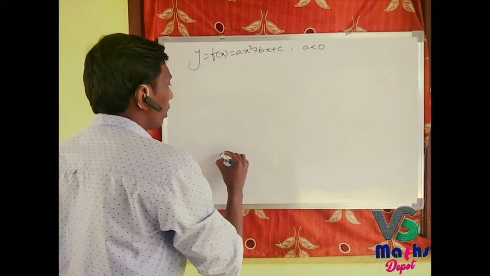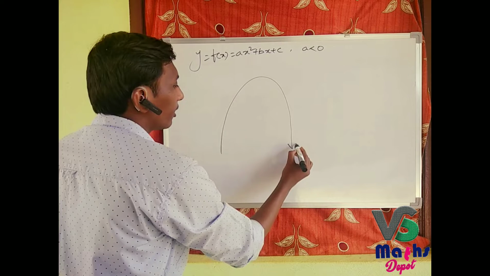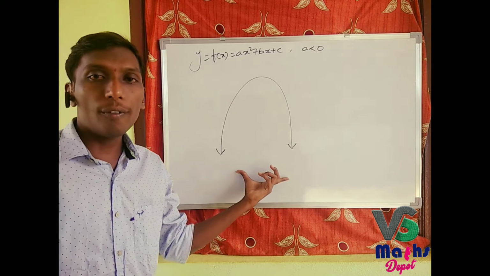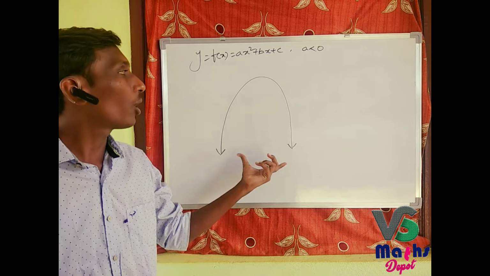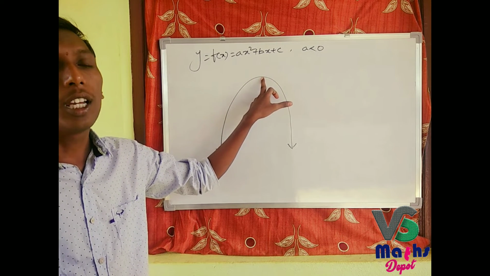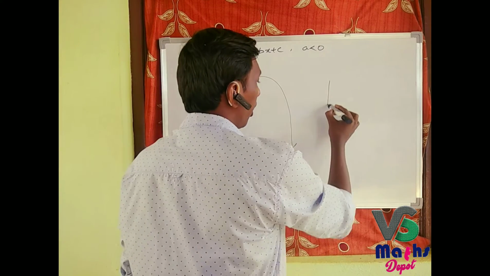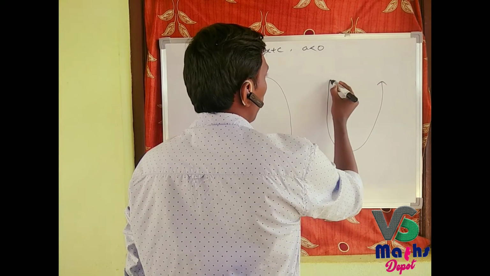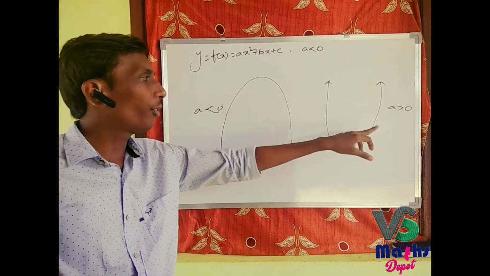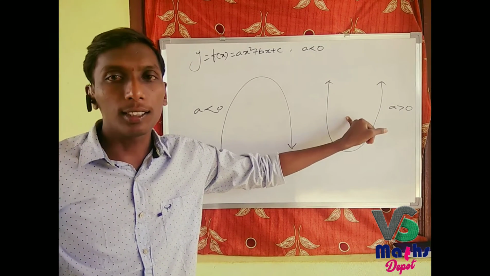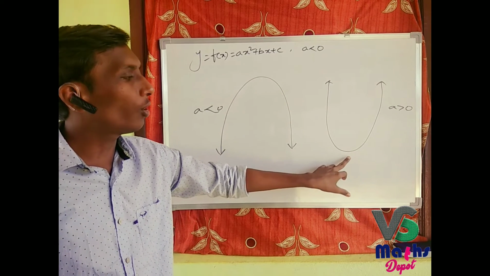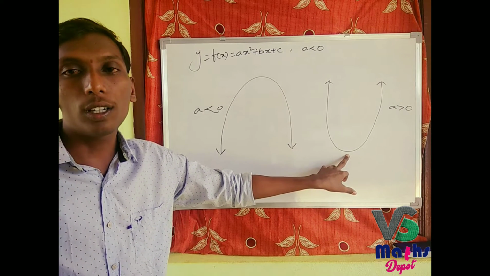For the quadratic expression ax square plus bx plus c, if a is less than 0, the graph will be like this. And we cannot find the minimum value of this quadratic expression, but we can find the maximum value. If a is less than 0, the graph will be like this, and if a is greater than 0, the graph will be like this. If a is less than 0, we can find the maximum value. If a is greater than 0, we can find the minimum value of the quadratic expression.